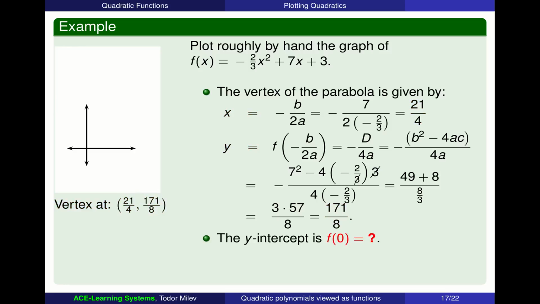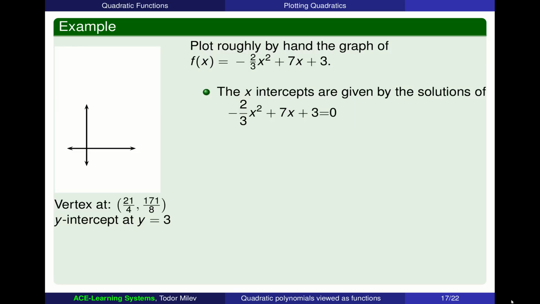Okay, so now let's compute the y-intercept. The y-intercept of a quadratic function, that's simply the value of the function at 0, right? That's where the function intersects the y-axis. So what's f of 0 equal to? I'm sure you guessed it correctly, 3, right? Because I'm replacing x with 0 here and here, and so you can see that f of 0 must be equal to -2/3 times 0 squared plus 7 times 0 plus 3. Well, all that remains, of course, is 3. So f of 0 is 3. Okay. So my y-intercept is at y equal to 3.